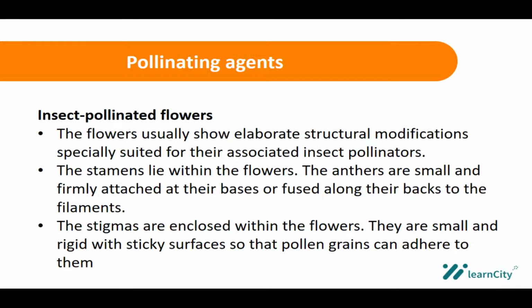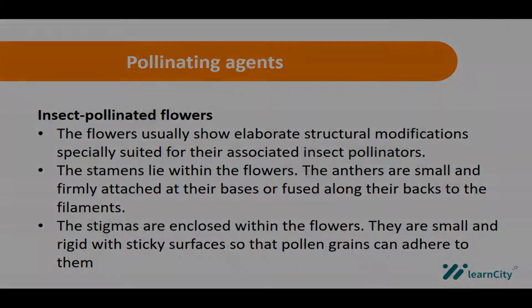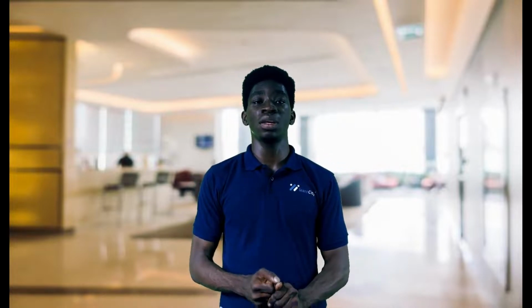Another characteristic of insect-pollinated flowers is that the stamens are usually found within the flowers. They lie within the flowers. The anthers are small, and they are either firmly attached at their bases or fused along their backs to the filaments. That's the way the anthers and the stamens are. Now, the stigmas of insect-pollinated flowers are usually enclosed within the flowers.